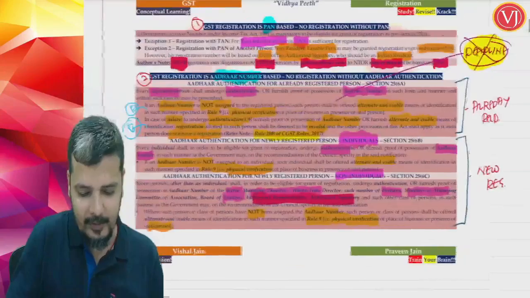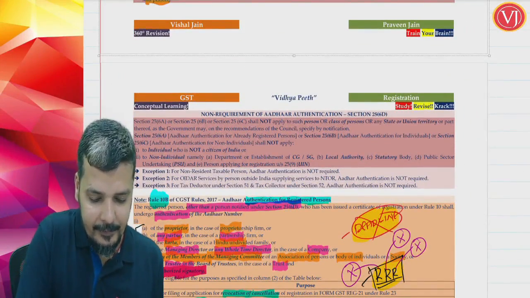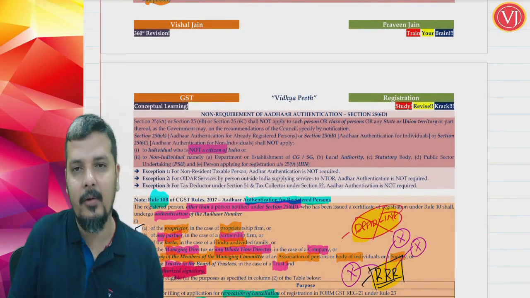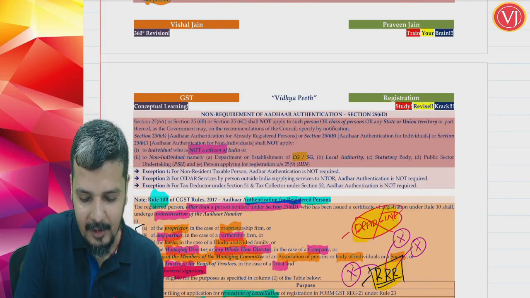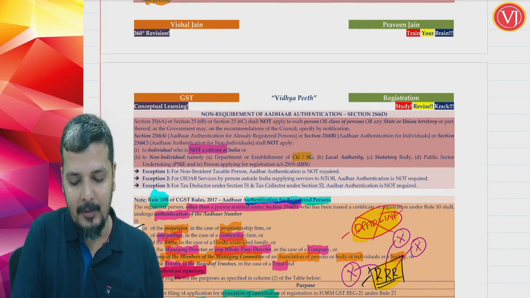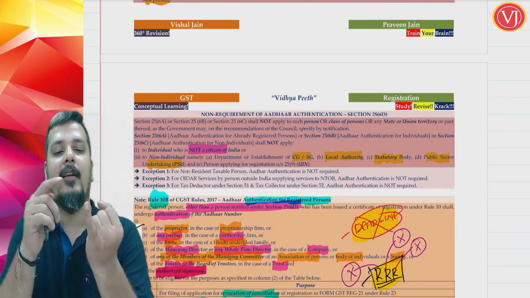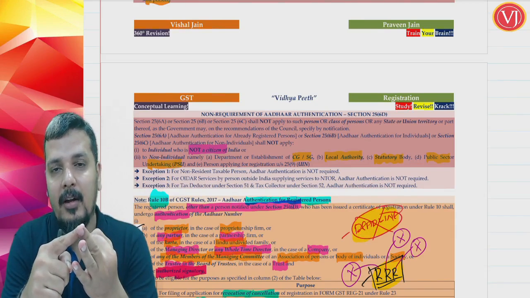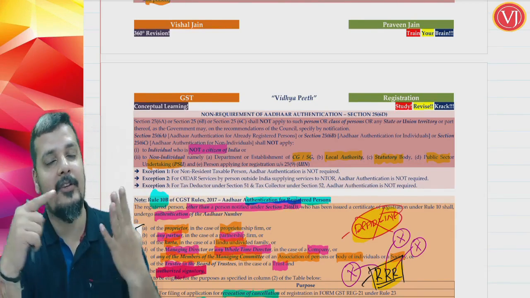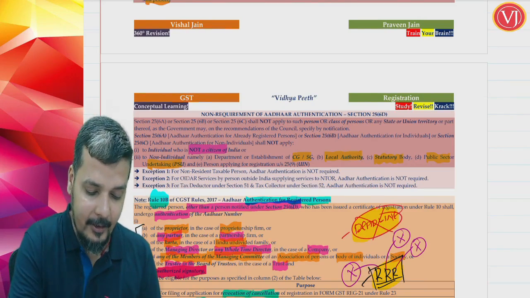They give a list. First, if you are not a citizen, then you don't require Aadhaar authentication. If you are talking about government bodies, that is central government, state government, local authority, or a statutory body, or a public sector undertaking, forget about Aadhaar authentication. They don't stop that.